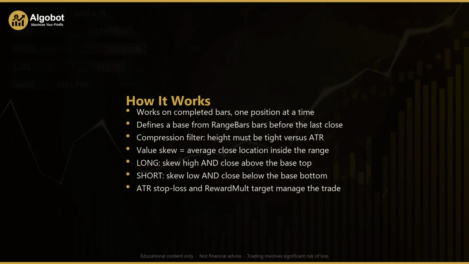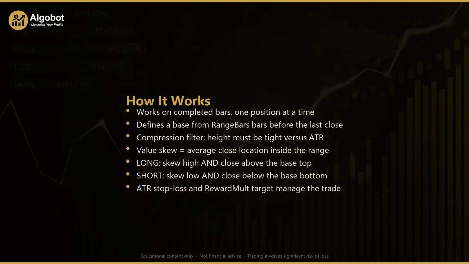Now the entry logic. For a long, two things must line up. The value skew must be at or above the skew threshold, 0.58 by default, meaning closes were clustered high, and the most recently closed bar must close above the base top. When both are true, the strategy signals a buy at the ask price. For a short, the mirror applies. The skew must be at or below 1 minus the threshold, meaning closes were clustered low, and the bar must close below the base bottom, and the strategy signals a sell at the bid.